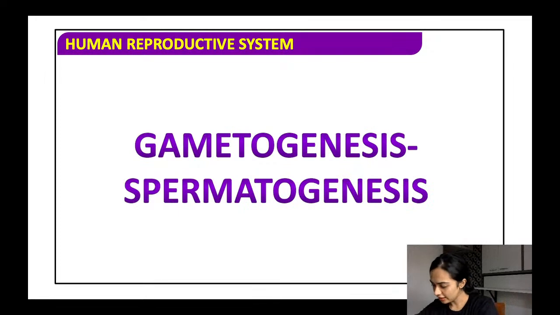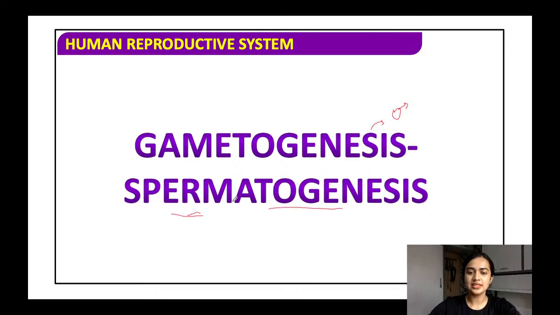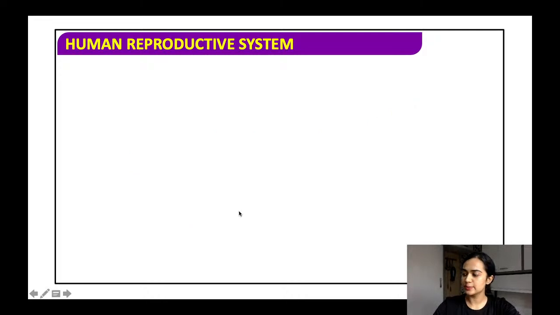Hi Harman, hi Utkarsh, hi FZN. First we'll begin with the gametogenesis process in the male. That process is known as spermatogenesis, meaning the formation of sperms.